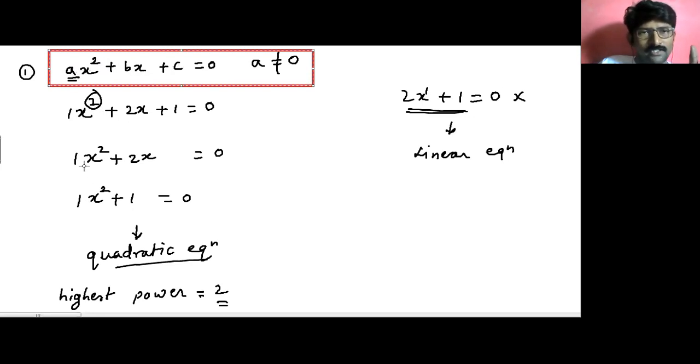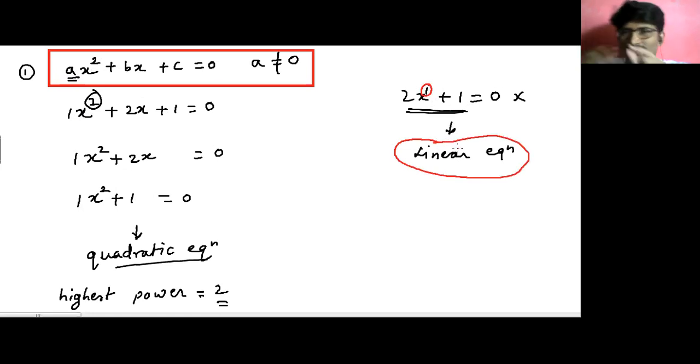That's the reason, look at this: x square plus 2x, or else ax square plus bx is equal to 0 is a quadratic equation. ax square plus c is equal to 0 is a quadratic equation because the degree is 2. I hope, students, you understood. But the moment you put this a as 0, this becomes 2x plus 1. And in that case, the degree is now 1. So if the degree is 1, then that becomes a linear equation.